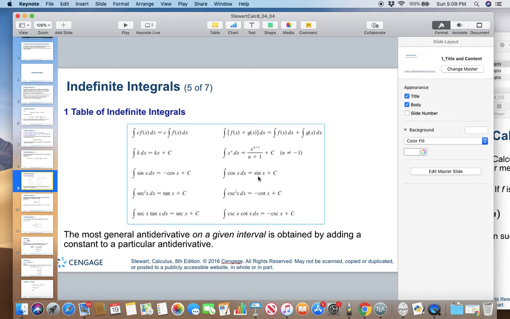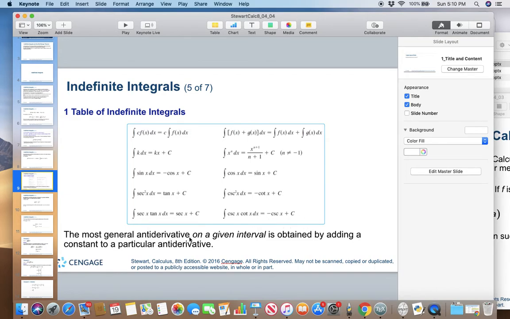The integral of cosine is sine. Why? The derivative of sine is cosine. So the integral of cosine is sine. The derivative of cotangent is negative cosecant squared, so the integral of cosecant squared is negative cotangent. The derivative of cosecant is negative cosecant cotangent. Therefore, the integral of cosecant cotangent is negative cosecant plus c.